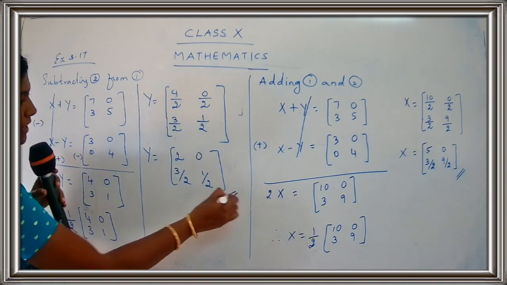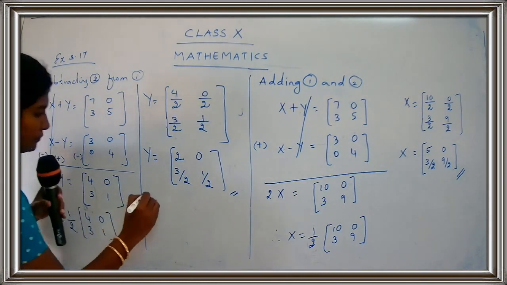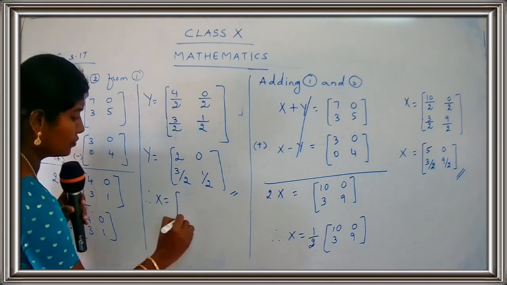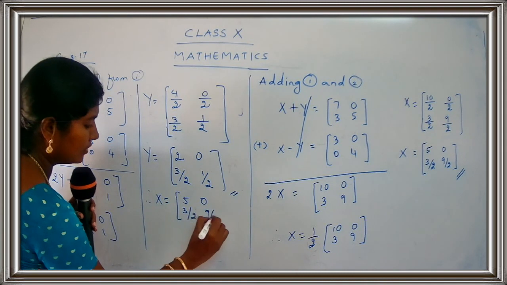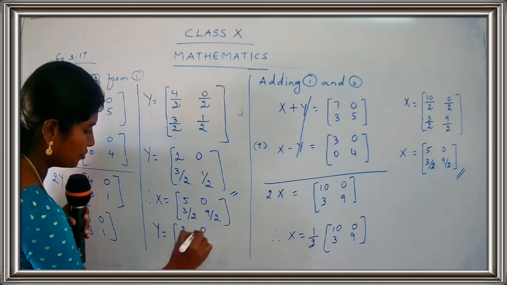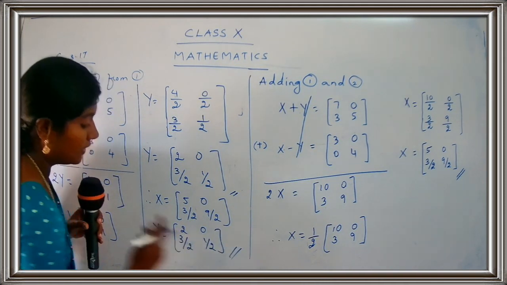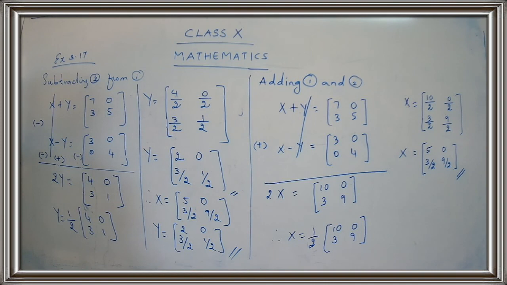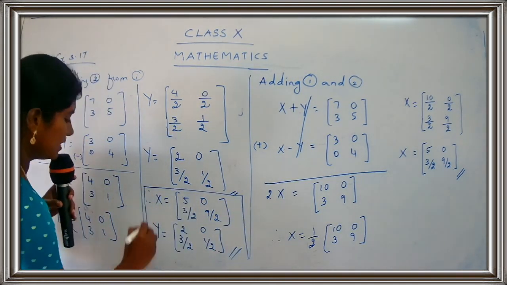So we have found the value for x and we have found the value for y. Let us write the final statement, children. Therefore, x is equal to 5, 0, 3 by 2, 9 by 2, and y is equal to 2, 0, 3 by 2, 1 by 2. So this is the required answer. Write down the final statement. You can highlight your answer using a box.